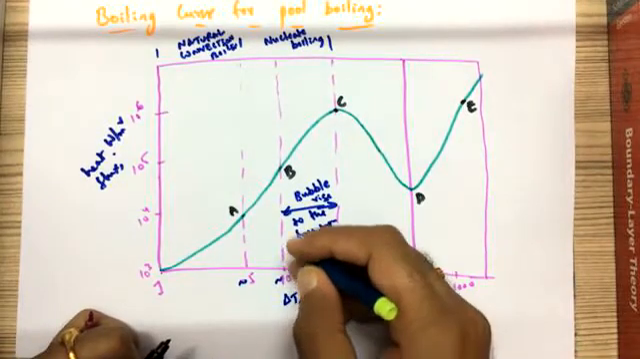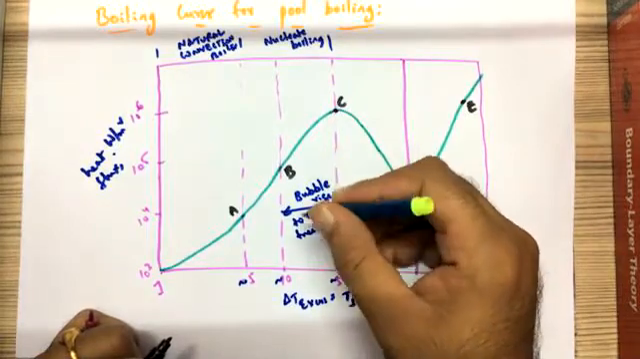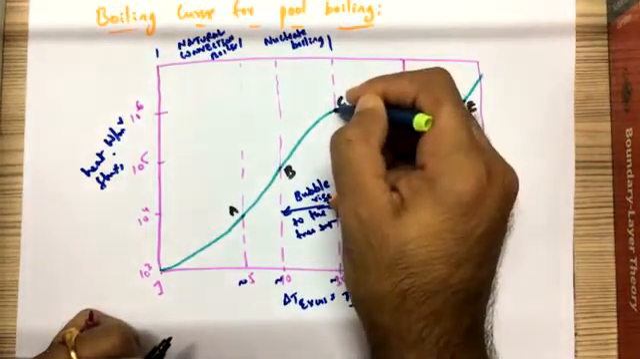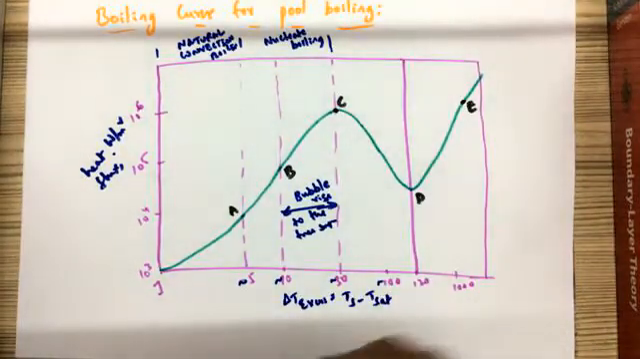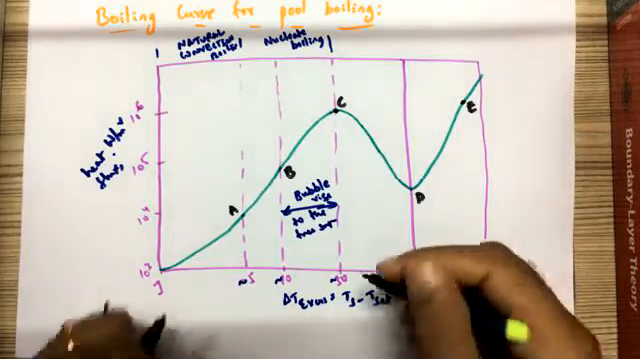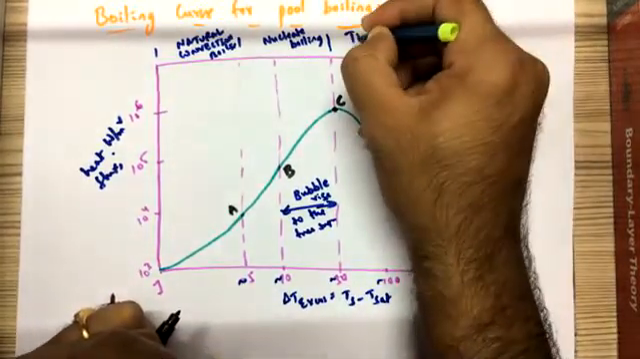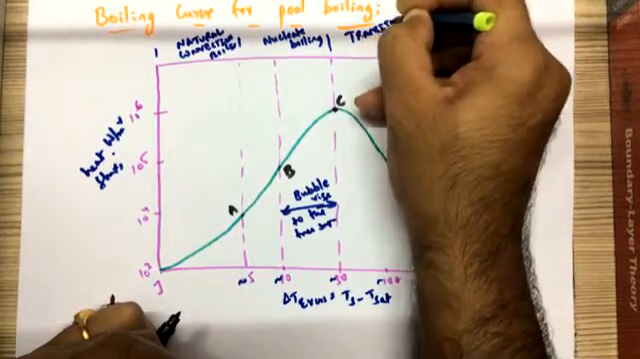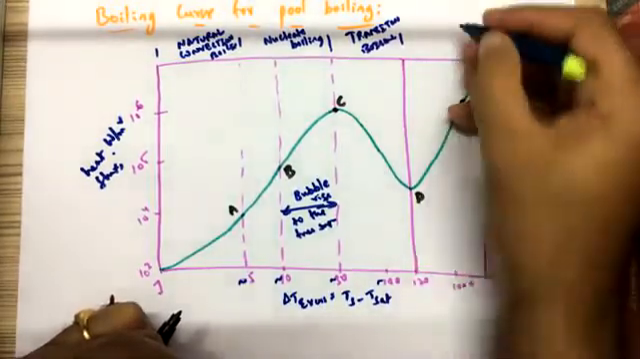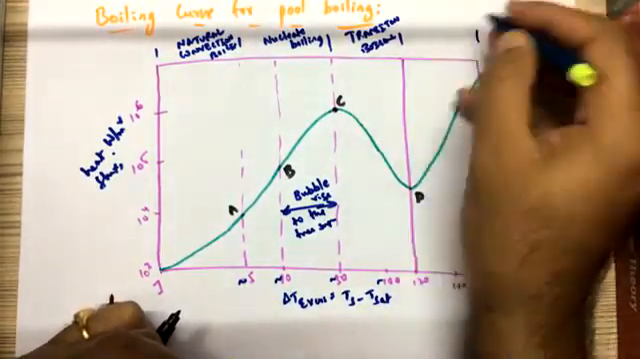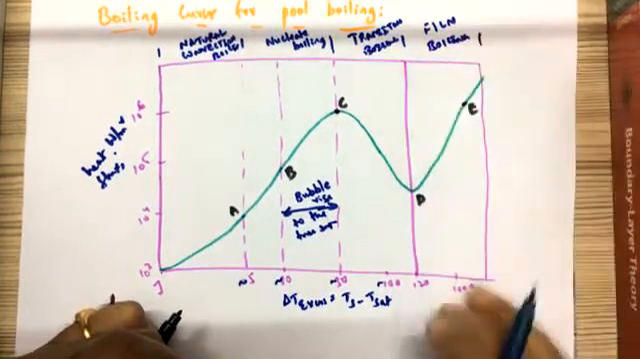Okay, you will see more number of bubbles, and the maximum heat flux is in the nucleate boiling itself. Now, when the delta T is between 30 to 120, you will call that transition boiling. And after 120, it is film boiling. A blanket of film will be formed.